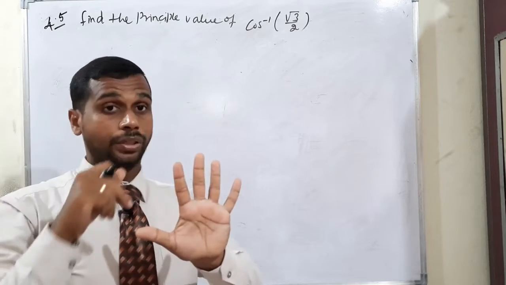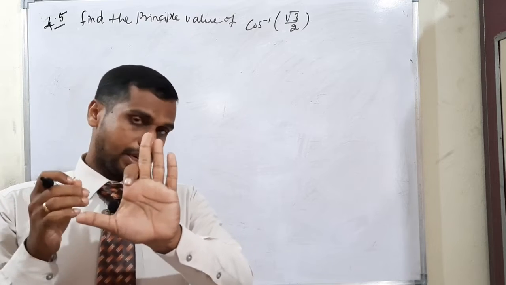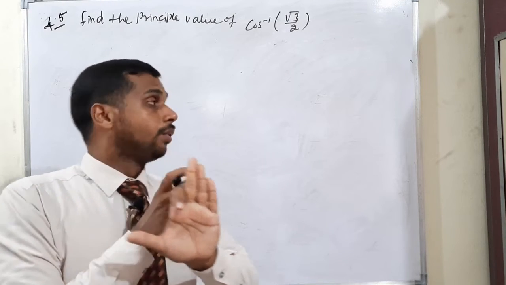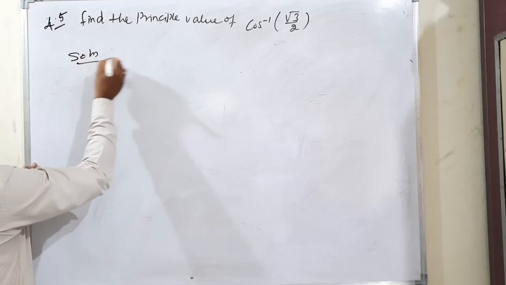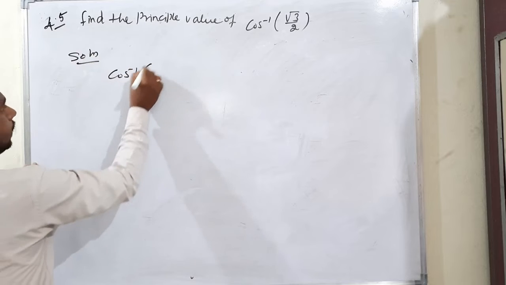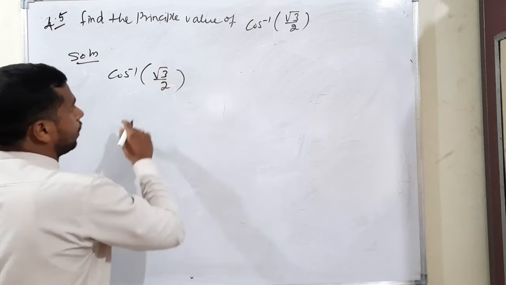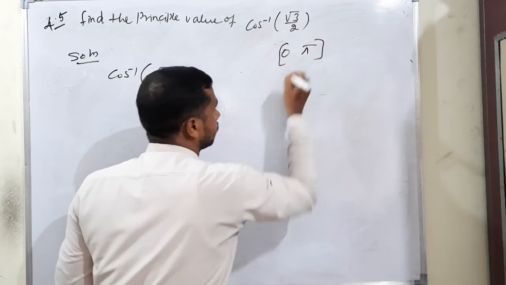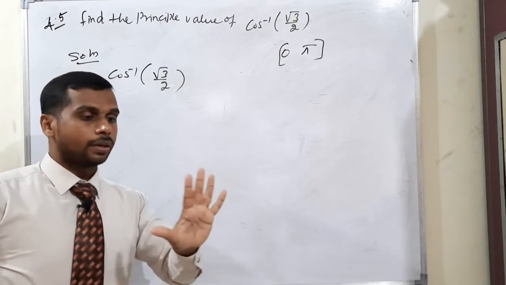The condition is root 3 by 2. Root 3 by 2 on the little side means you have to fold the fingers, and then you can check it; on the little side, 3 fingers remain. So, we can write the solution: cos inverse root 3 by 2, isn't it? The range is 0 to pi, isn't it? So, 0 to pi means 0 to 180.